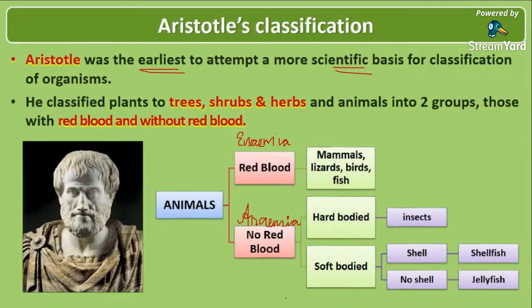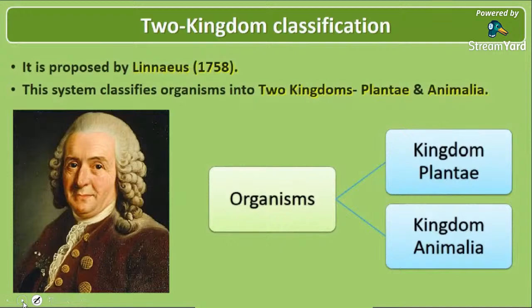Okay, so that was the basis of classification. After that, the next system of classification was done by Linnaeus. That is a modern basis of classification, the two kingdom system of classification.